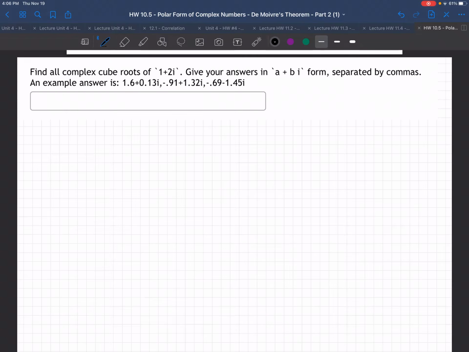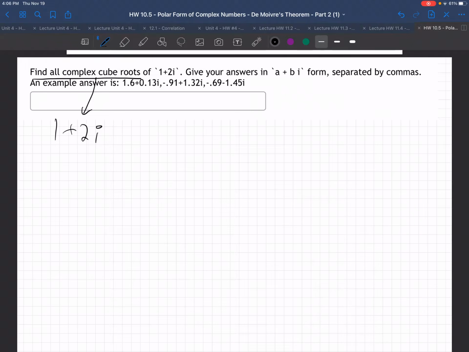All right, so we are taking 1 plus 2i and I should write out, we're supposed to find all complex cube roots. 1 plus 2i, there it is. It says find all complex cube roots of that.